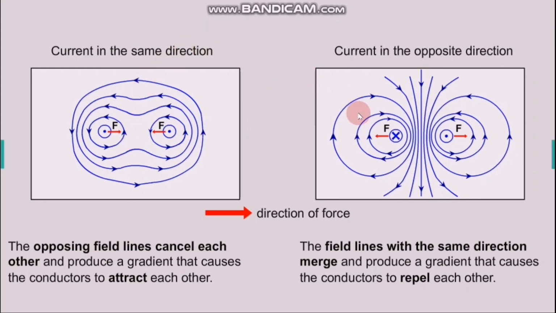While on the right side, where the current in the parallel conductors flows in the opposite direction, the field lines with the same direction at the center merge and produce a stronger magnetic field at the center. While at these two edges, the magnetic fields are weaker, so both conductors will be pushed apart away from each other. So by this, we can say that when the current flows in the opposite direction, it produces a force of repulsion in between the two parallel conductors.